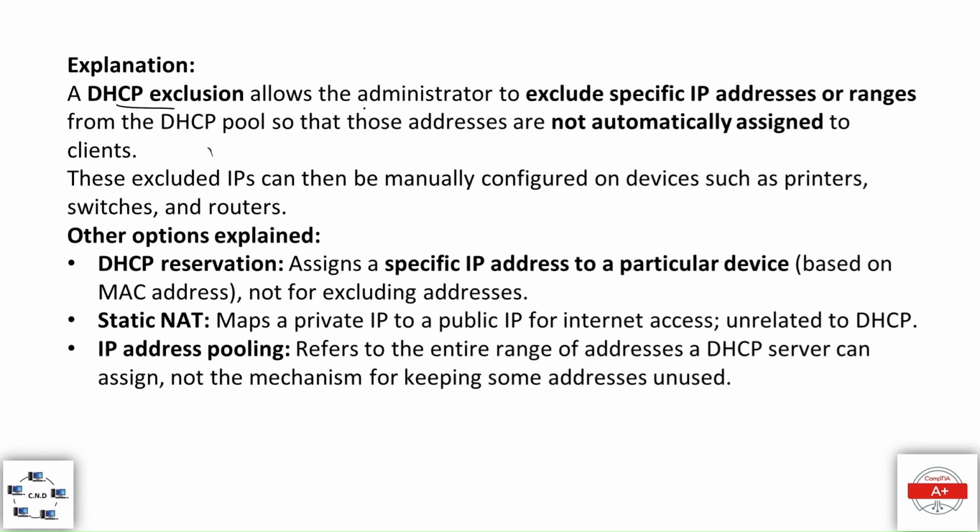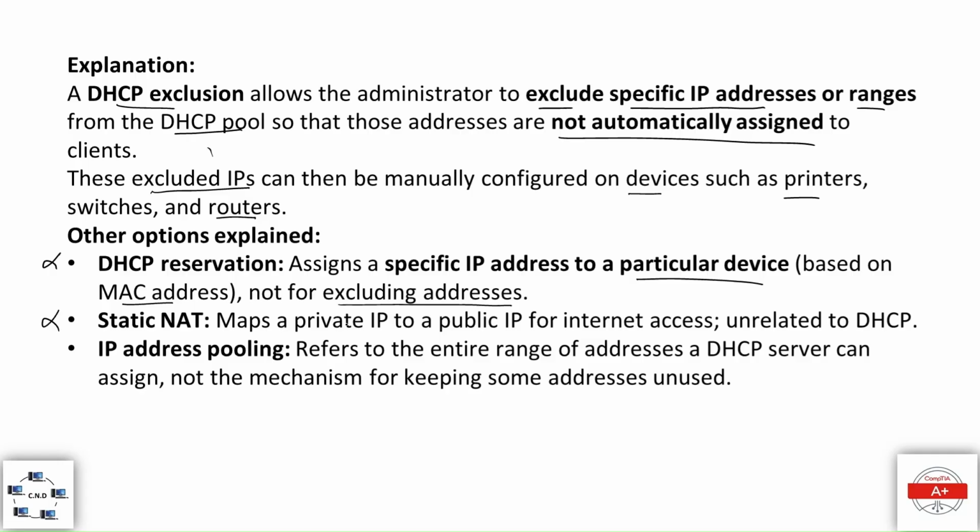A DHCP exclusion allows the administrator to exclude specific IP addresses or ranges of IP addresses from the DHCP pool so that those addresses are not automatically assigned to the clients. These excluded IPs can then be manually configured on devices such as printers, switches, and routers. Other options included are DHCP reservation. DHCP reservation assigns a specific IP address to a particular device based on MAC address, not for excluding addresses.